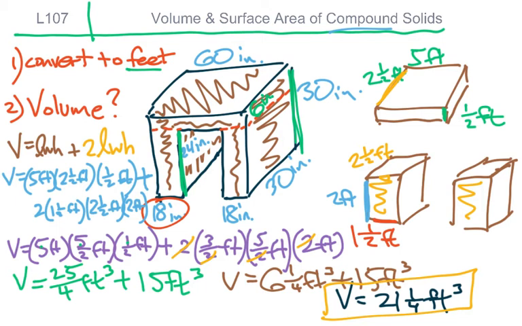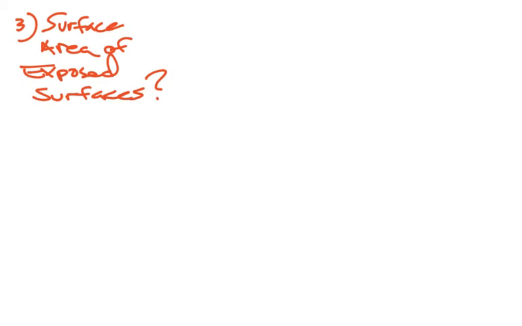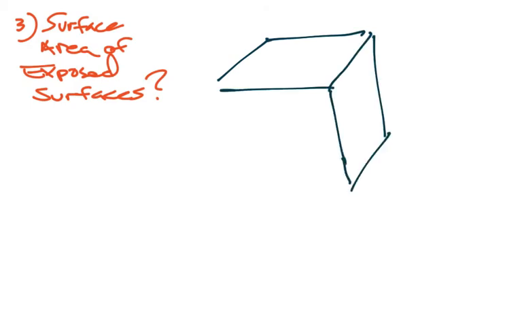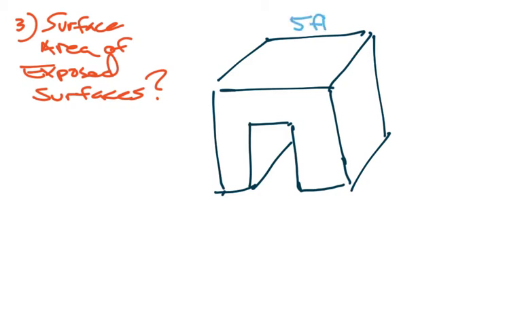All right, now the doozy part. What if they also want to know the surface area of the exposed surfaces? So I'm going to redraw, and I highly suggest that you redraw a nice clean one. But instead of naming it out in inches, this time I'm going to name it all out in feet. So I knew this was 5 feet. I determined that that was 2.5 feet, and this was 2.5 feet. This was 1.5 feet. This was 1.5 feet.